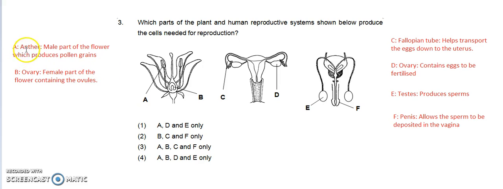So we are looking at A, B, D, and E. So looking at the options A, B, D and E, the answer is option 4.